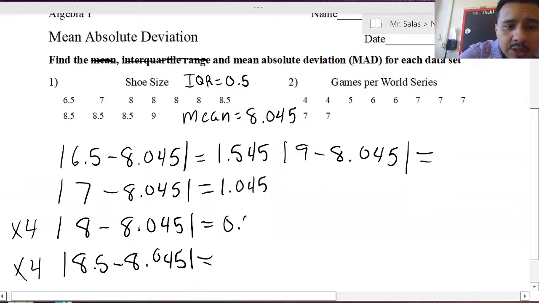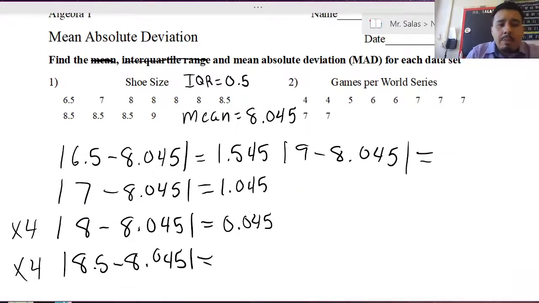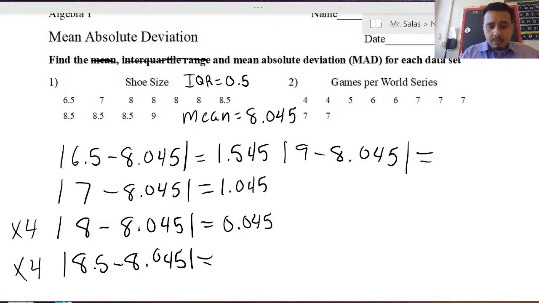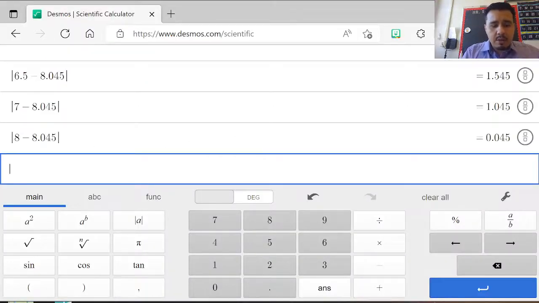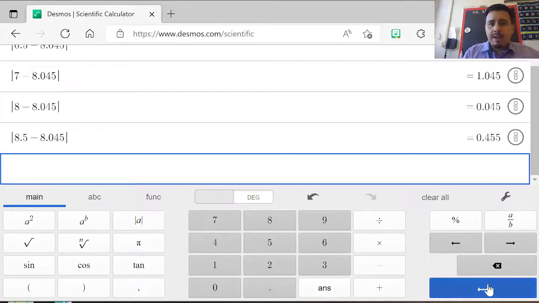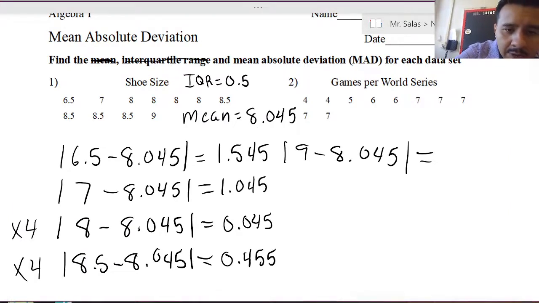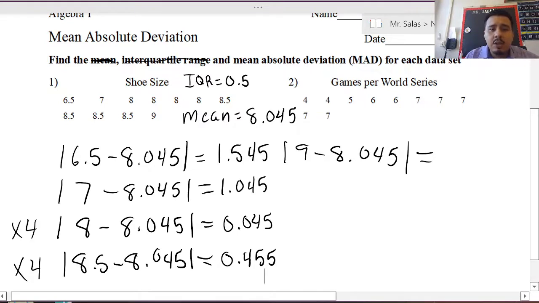Remember, we're going to use this answer 0.045 four times because it repeats itself 4 times. Then the next one is 8.5. The absolute value of 8.5 minus 8.045 gives us 0.455. We're going to copy that answer down. And last but not least, we can't forget about the absolute value of 9.